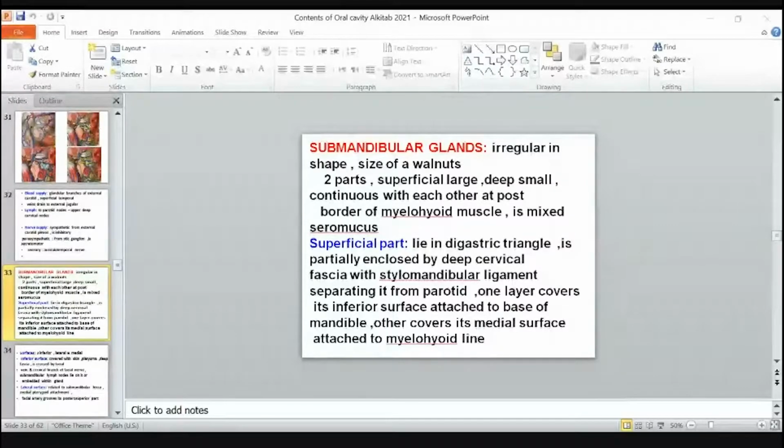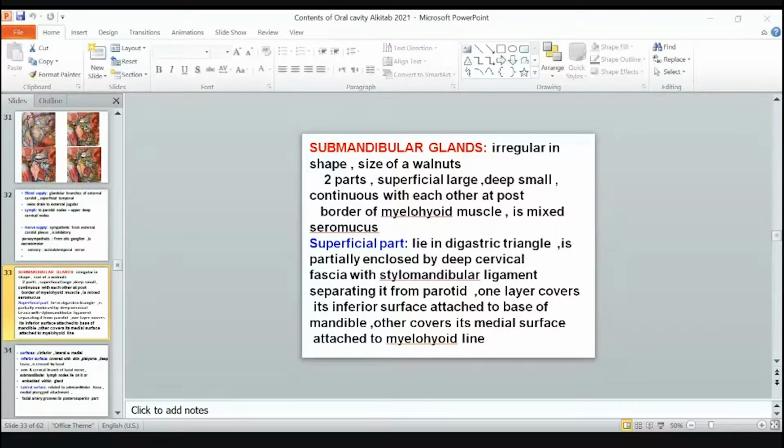The two parts are continuous with each other at the posterior free border of the mylohyoid muscle. So the superficial part lies on the mylohyoid and then turns to become the deep part over the posterior free border of mylohyoid into the oral cavity here. This is the cut edge of the mylohyoid muscle, and the deep part lies inside the oral cavity.